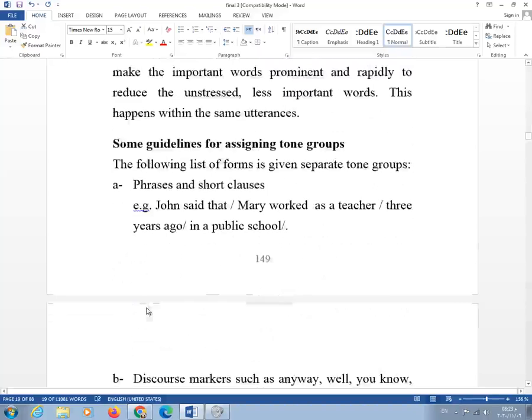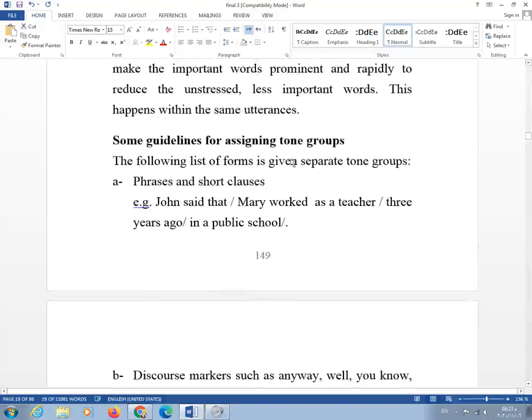Now let's move to some guidelines for assigning tone groups. The following list is given to help us. When do we put the slash and know that this is the beginning of a tone group and that is the end of a tone group or chunk? How will I know? I have some tips for you which could be used as guidelines. Number one, phrases and short clauses. Example: John said that, slash, that's a tone group on its own, a chunk. Mary worked as a teacher, another chunk. Three years ago, a third chunk, a third tone group, and in a public school.